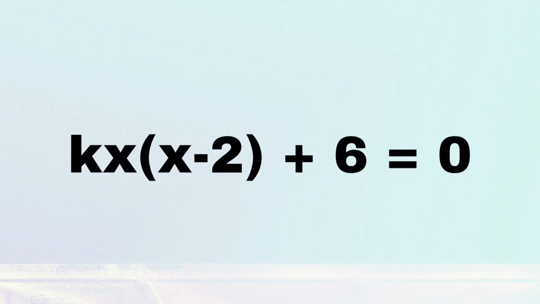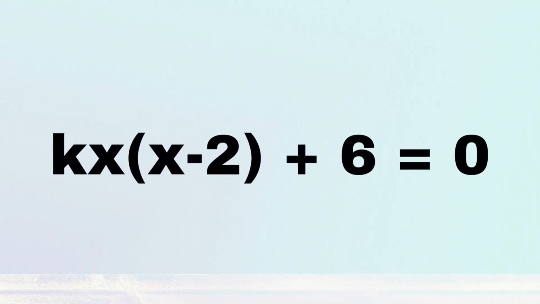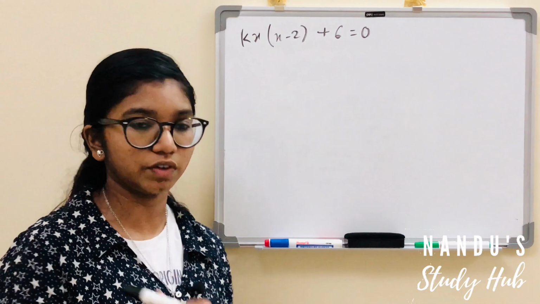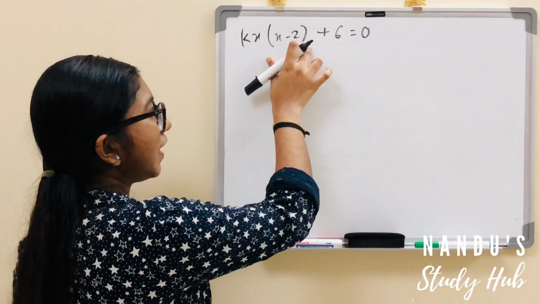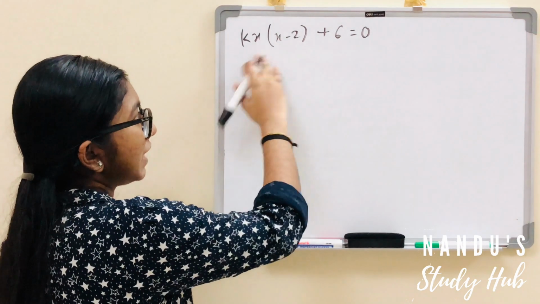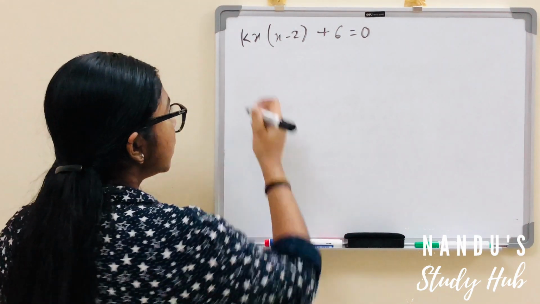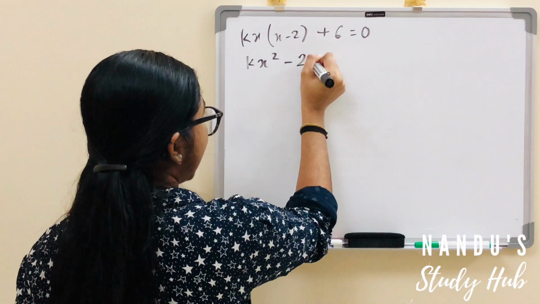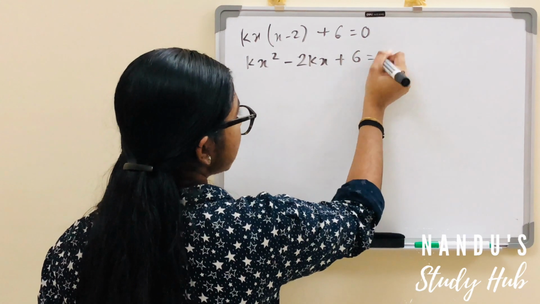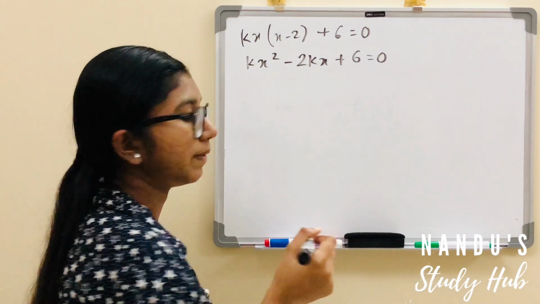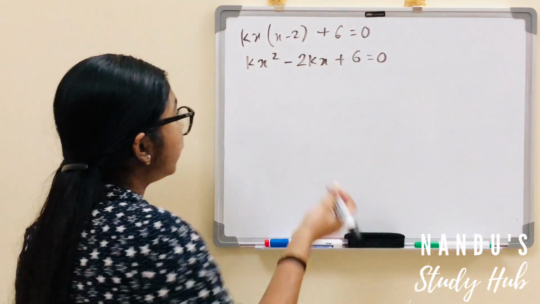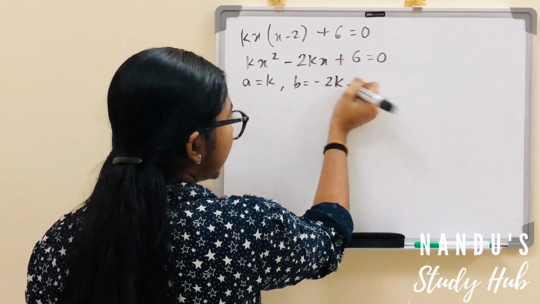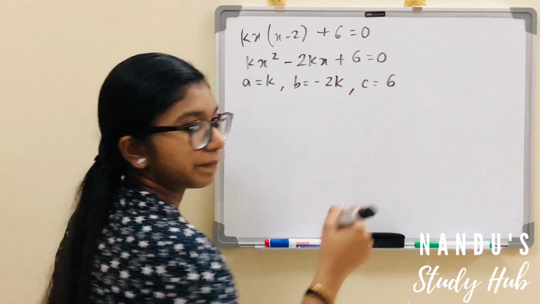Kx into (x minus 2) plus 6 equals 0. This question also we're going to do the same way as all of the previous questions, but here you have something in the bracket, so we have to multiply and then make the equation simpler. So kx into x gives you kx square, minus 2 into kx gives you 2kx, plus 6 equals 0. So now you can start solving. Just like before, find the a, b and c. So here a is k, b is minus 2k and c is 6.